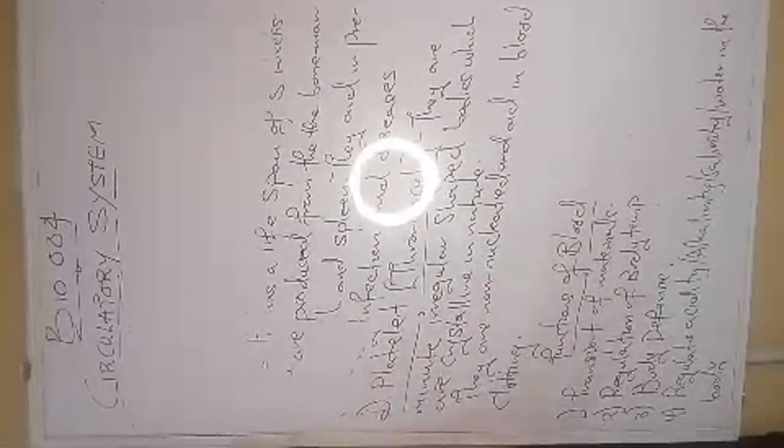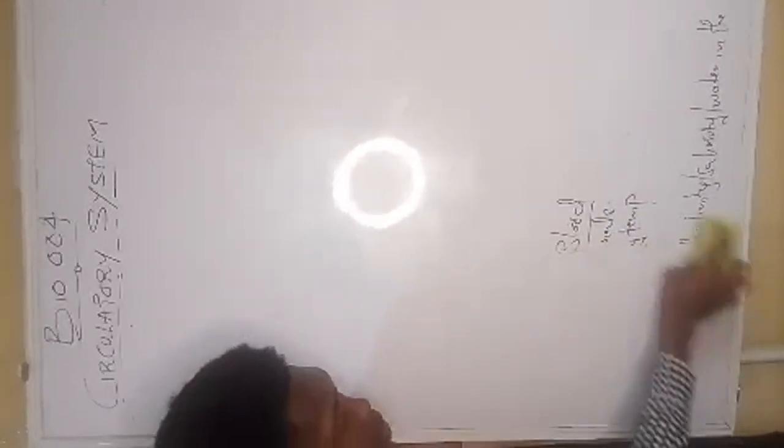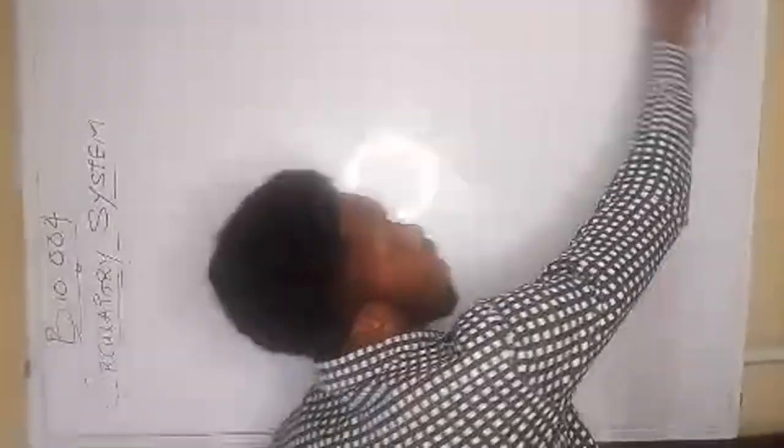Now we are moving to the next aspect. I want to go to the types of circulation we have. We have two types of circulatory system: open circulatory system and closed circulatory system. These are very important aspects. Very key, and very simple. Don't be scared, you will understand it.